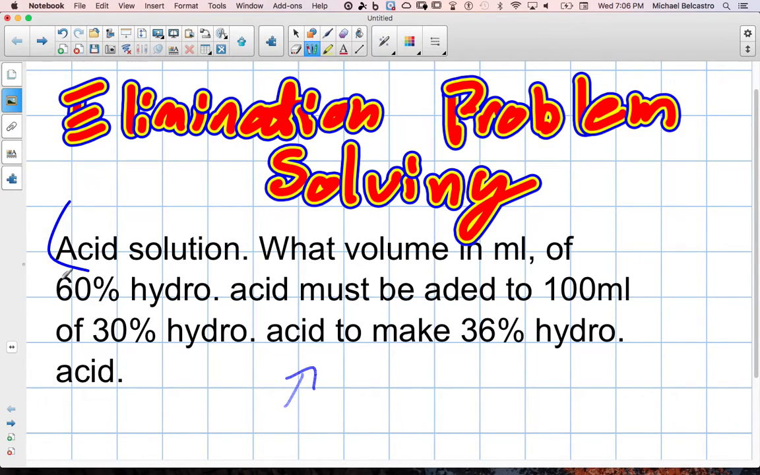What volume in milliliters of 60% hydrochloric acid must be added to 100 milliliters of 30% hydrochloric acid to make 36% hydrochloric acid? Okay, it sounds like in the question, but this is not what they're going for. It sounds like you have 100 milliliters of 60%, and then you're going to pour more in so that your milliliters be higher. But with the information they've given us, there really isn't enough here because we don't know what the final milliliters they want to have. So we're going to have to make an assumption.